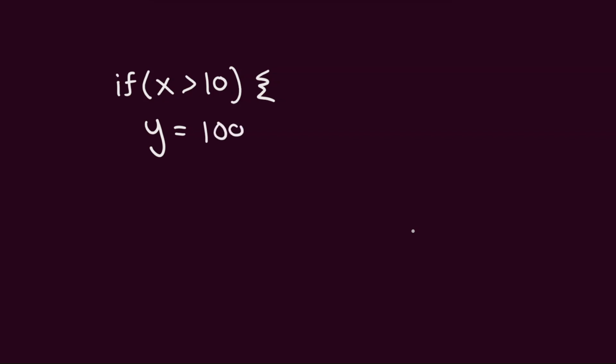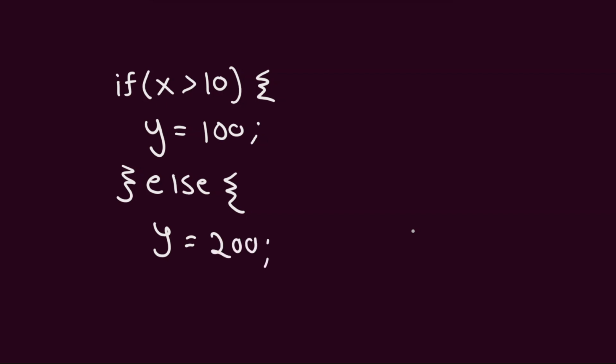All right, so we're going to go over how to write a ternary operator. This is how we can shorten an if-else statement. So a basic if-else statement. Let's say if x is greater than 10, for example, then let's have y equal to 100. Else, y will be equal to 200. Just something like this.